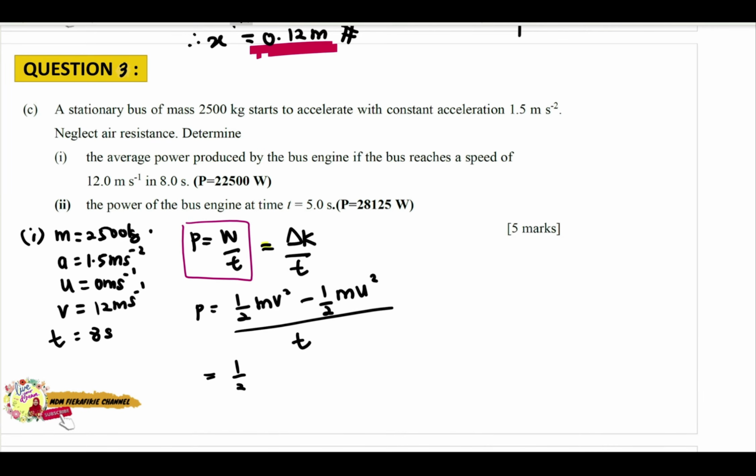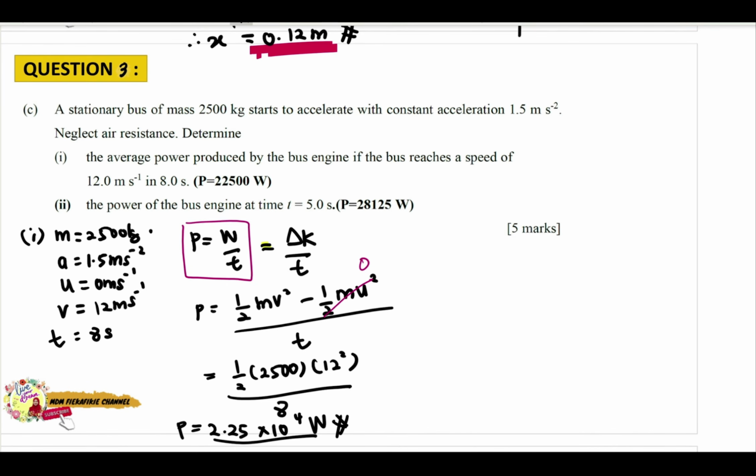Okay. So the mass you can see here, kalau ini you nak cancel, then you can cancel lah, you kosong kan. So half, mass is 2500 kg, and V tadi dia dah bagi tahu dah, dia increase. Is it? V is increase 12 meter per second dalam masa 8 second. So power dekat sini kita akan dapat 2.25 times 10 power of 4. Unit dia adalah watt. Okay, so ini jawapan lah.